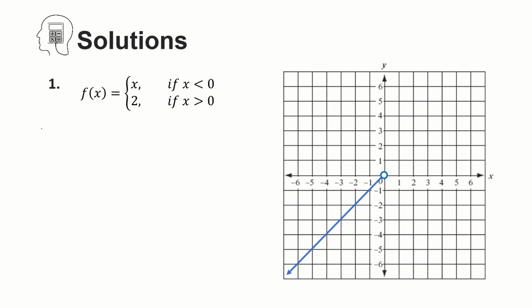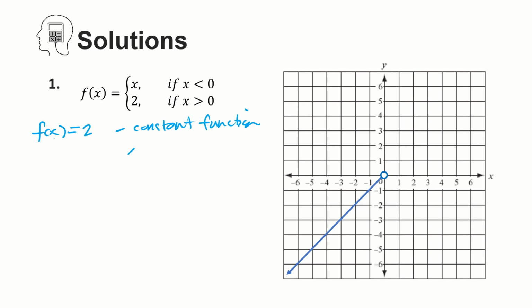Okay, so how about f of x is equal to 2 if x is greater than 0? So f of x is equal to 2 is a constant function. If we recall, the graph of a constant function is a horizontal line. So whatever is the value of your x, the value of your function f of x will always be equal to 2.